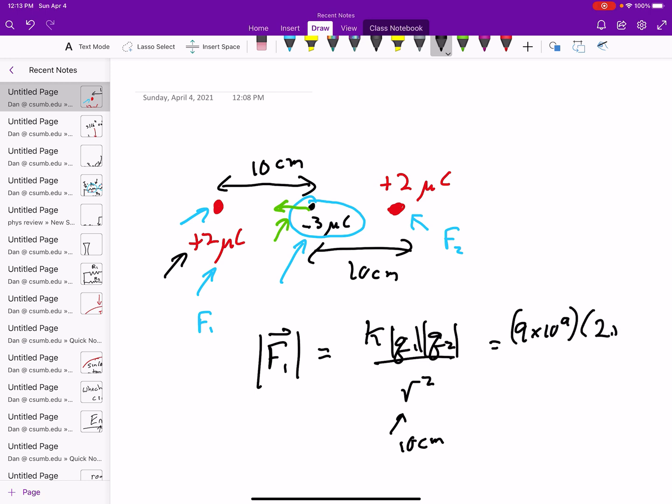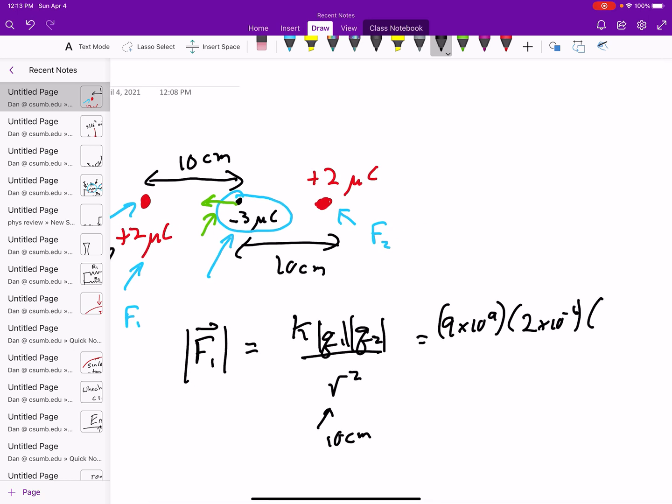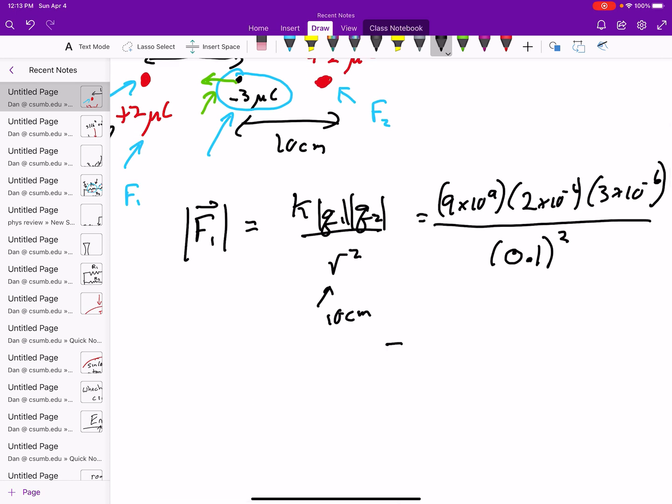times 2 times 10 to the minus 6th times 3 times 10 to the minus 6th divided by, I have to be a little careful here, I want to make sure these are meters. So I'm going to make my 10 centimeters be what it is in meters, 0.1 meters, which I'll square. Solving for this, on top I have 9 times 2 times 3 times 10 to the 9th times 10 to the minus 6th times 10 to the minus 6th divided by 0.01.